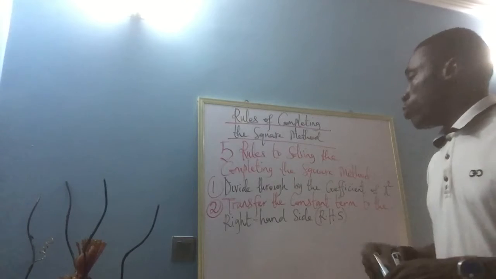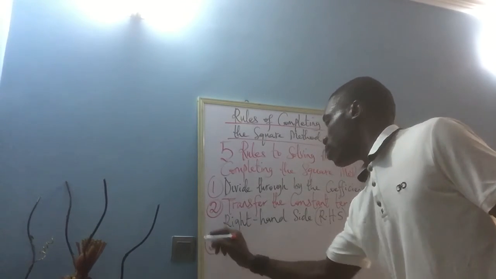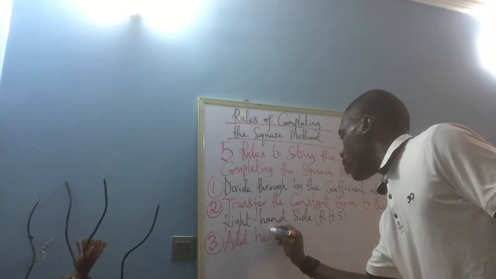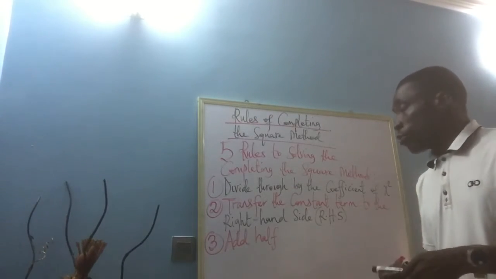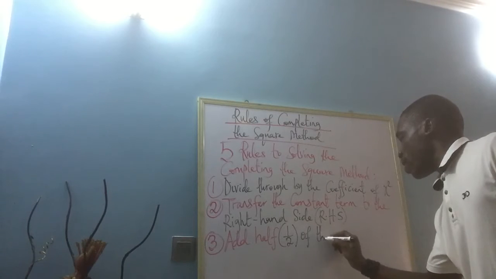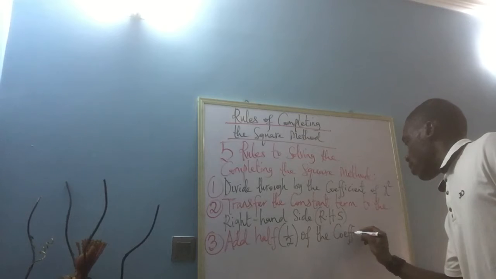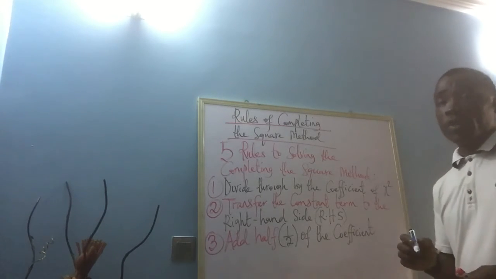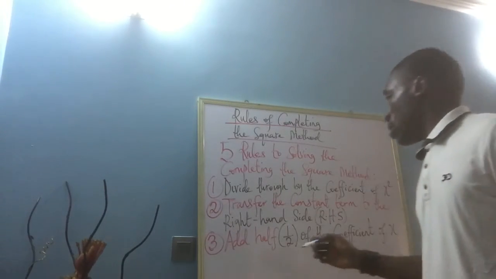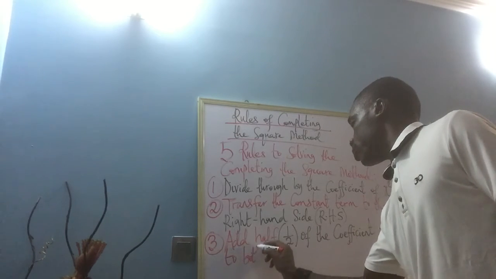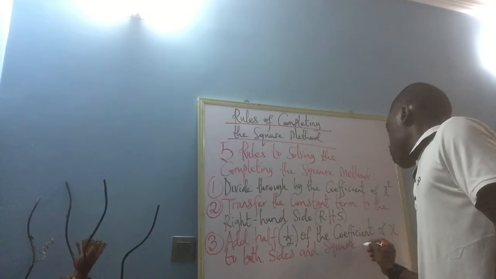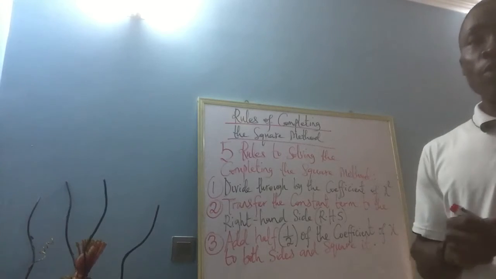So the third rule is to add half, that is 1/2 of the coefficient of x, to both sides and square it.